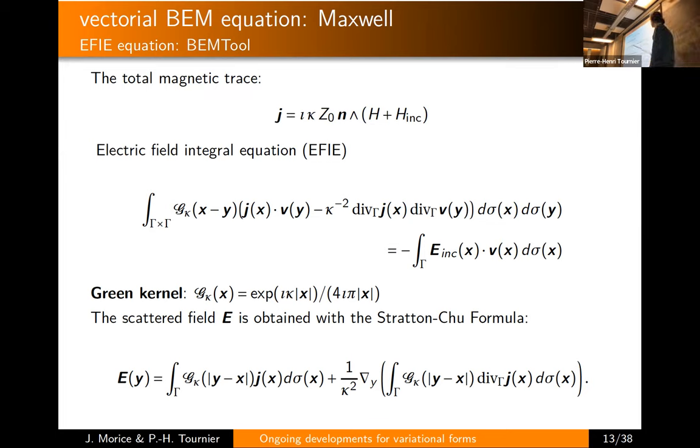When you solve this equation for G, you can then obtain the scattered field using the Stratton-Chu formula, which is given here. And this formula is also implemented in Bempp.